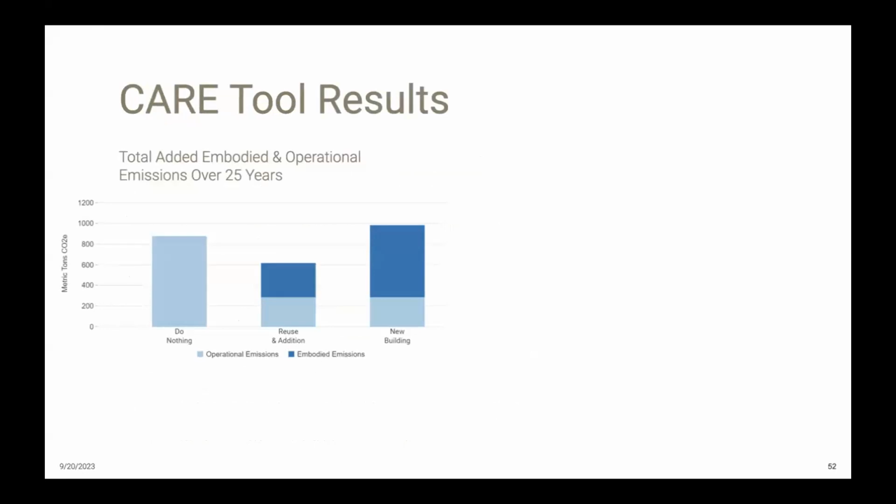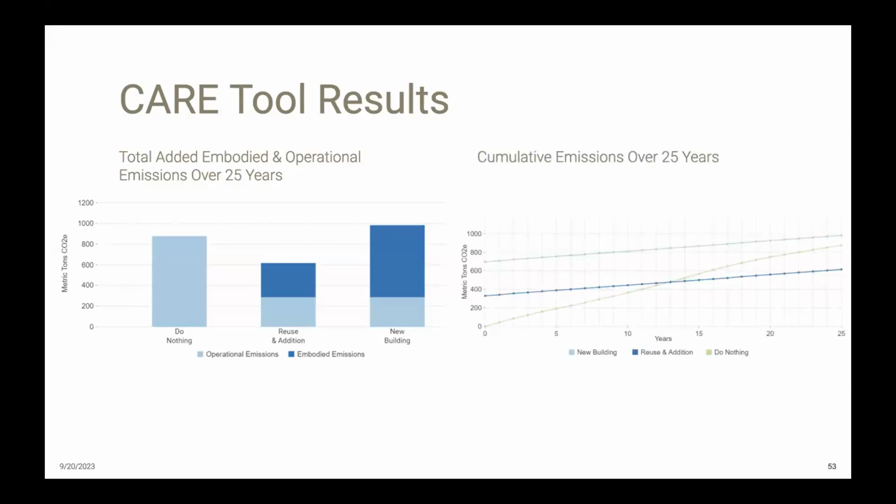So next on the CARE tool analysis here, it's pretty clear to us that the renovation project is the better alternative from a carbon emissions perspective than either new construction or doing nothing. And when we look at this in terms of cumulative emissions over time, at year 0, the new building emits twice as much carbon as the reuse. So again, a pretty clear case for reuse.